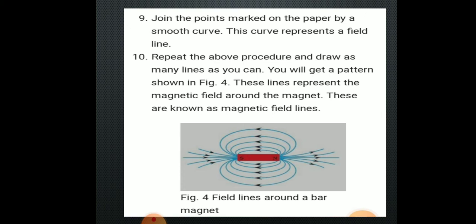As the distance increases, what happens? The magnetic field lines move away from each other. That means the influence of the magnetic force decreases as we move outward from the bar magnet.